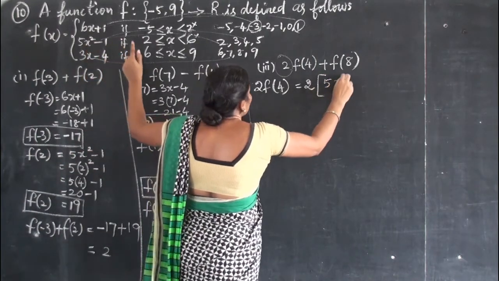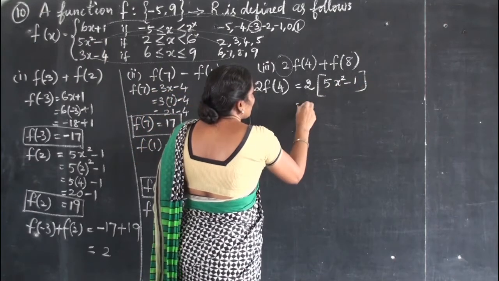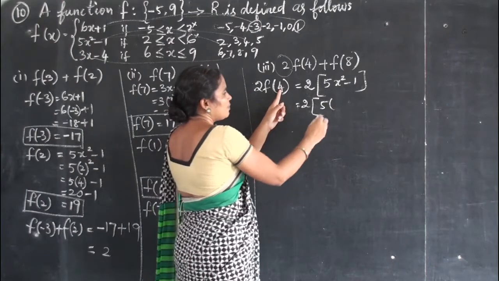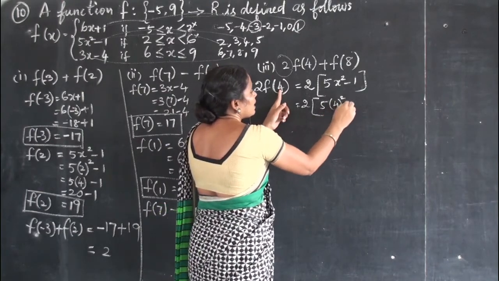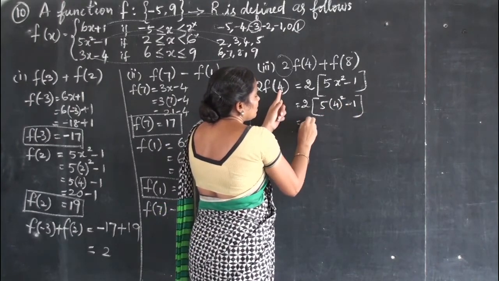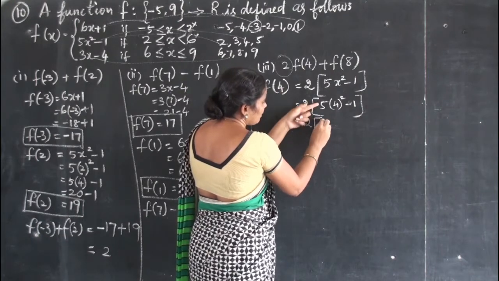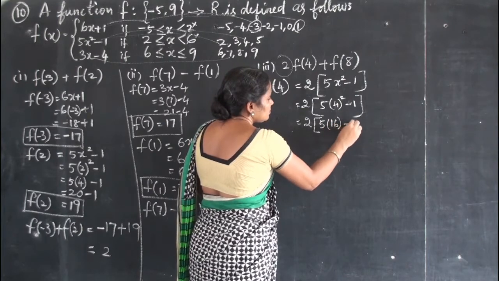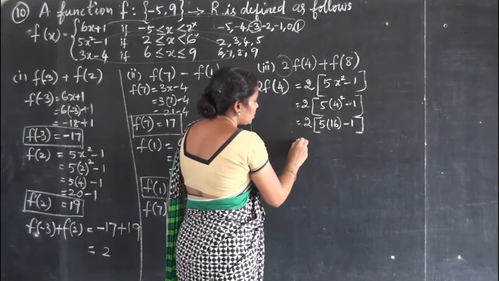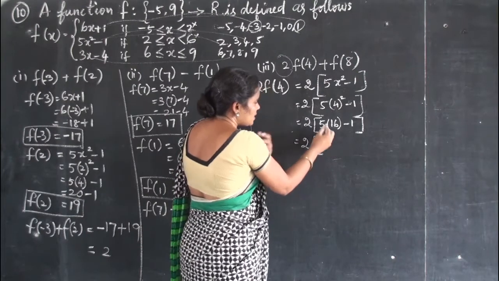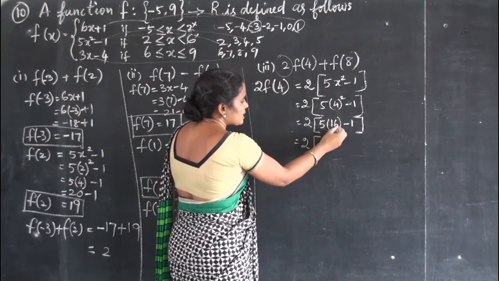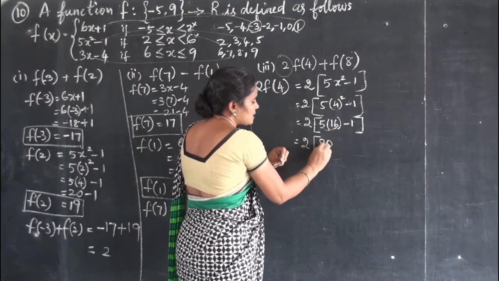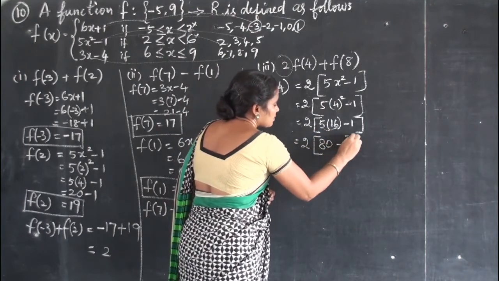5x square minus 1. Okay, 2 times 5. In the place of x, now apply 4. 4 square minus 1. 4 into 4 is 16, minus 1. So 2, 16 into 5: 6 5s are 30. Remaining 3, 5 ones are 5. 5 plus 3 is 8, minus 1.